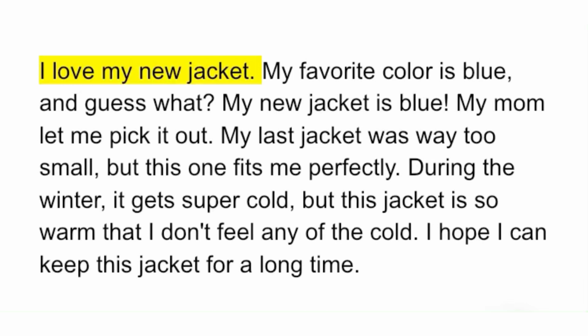Let's keep reading to see if the next sentence is a detail about the new jacket and why the person loves it. My new jacket is blue. Does that help us understand why the person loves their new jacket? Yes, it does. Because the sentence before told us what their favorite color was. It didn't tell us anything about the jacket. It just gave us some background information about some of the things this person likes.